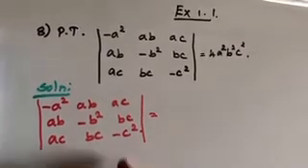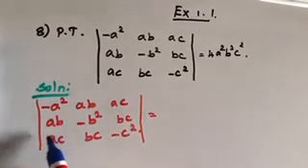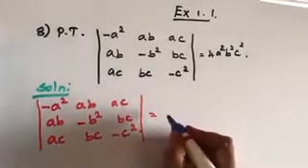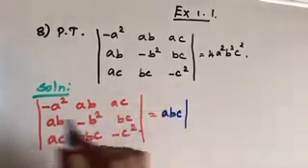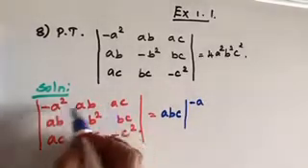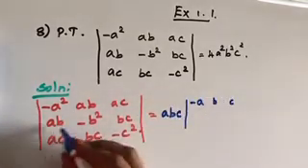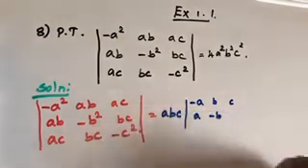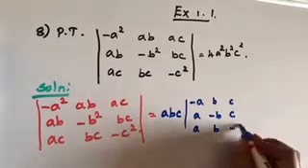Looking at this determinant, the first row has the term A as common. Similarly, in the second row B is common and in the third row C is common. So, I am going to take A from the first row, B from the second row and C from the third row. So it will become minus A, B, C in the first row, then A, minus B, C in the second row, and A, B, minus C in the third row.